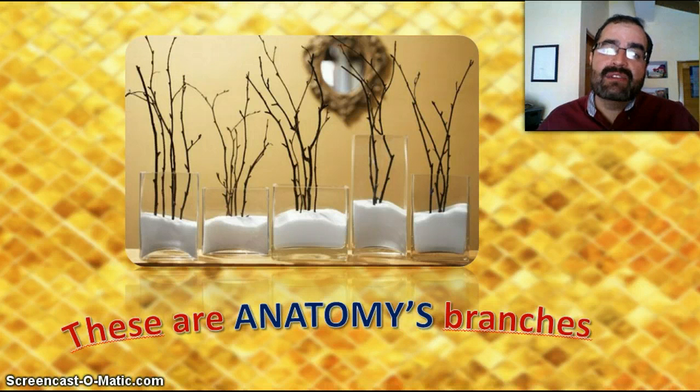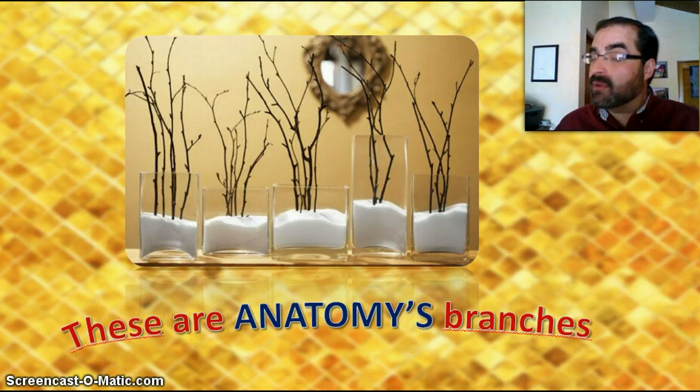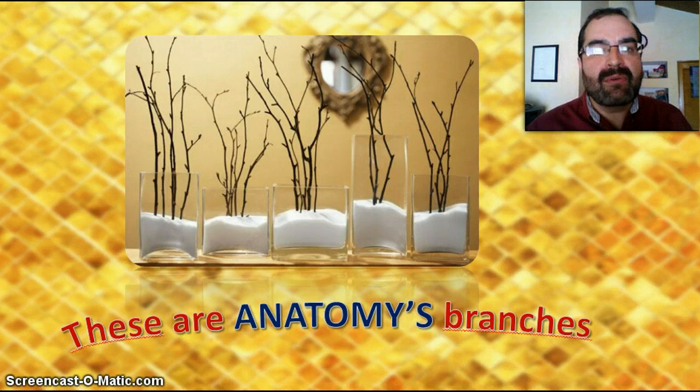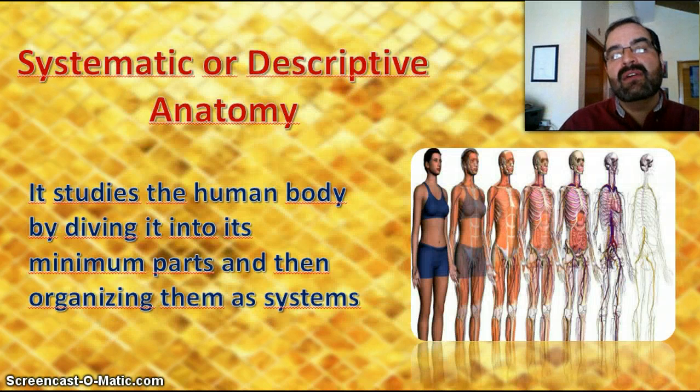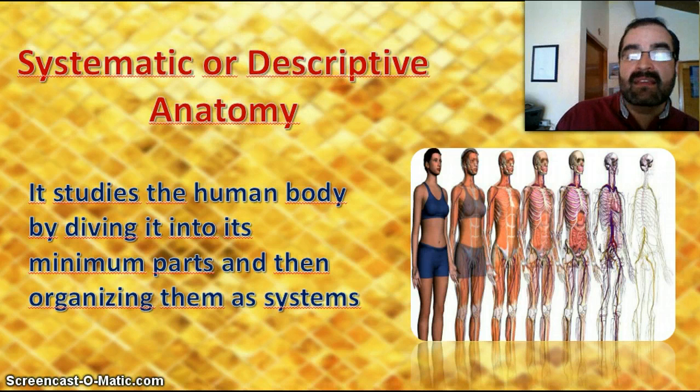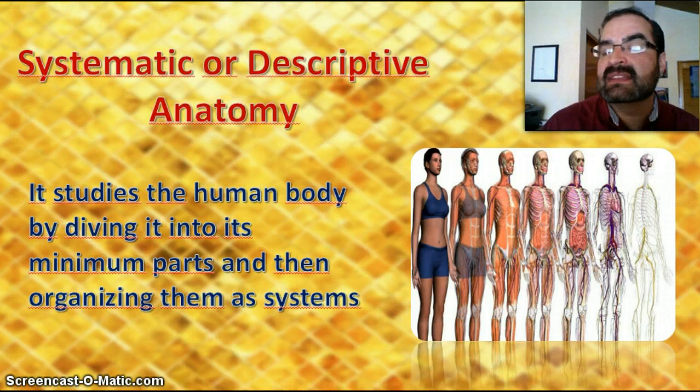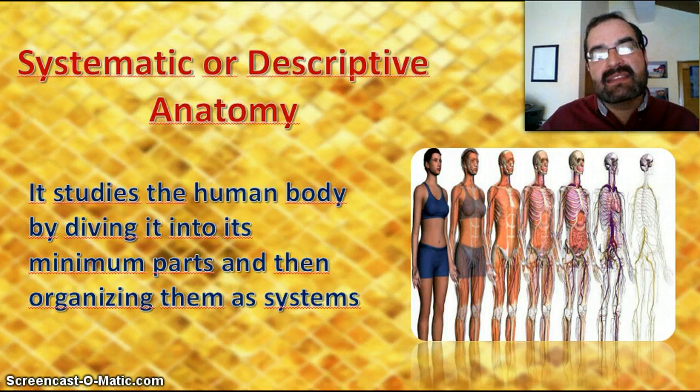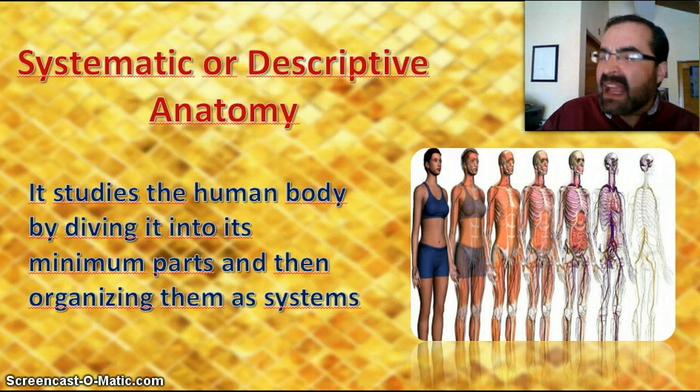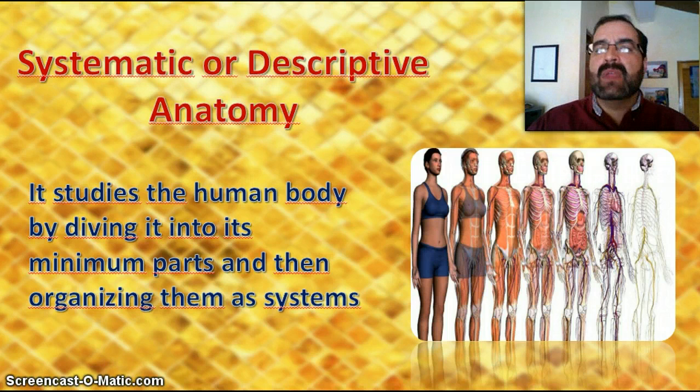Being a fancy lady, as I told you, she has a very fancy decoration in her house, and that includes branches. So let's now find out some things about anatomy's branches. We have systematic or descriptive anatomy. This studies the human body by dividing it into its minimum parts and then organizing them as systems. That is, this part of the anatomy studies the anatomy in particular for the digestive system, the nervous system, the reproductive system, and so on. So this is the first branch.